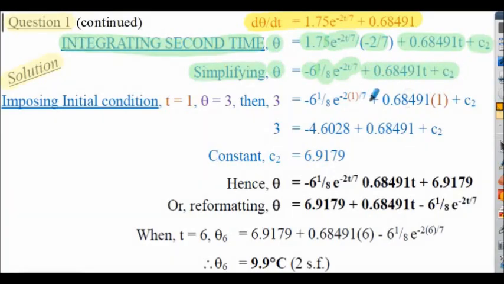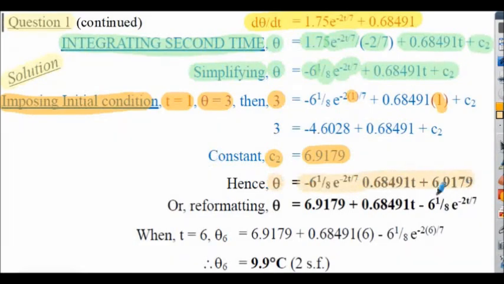hand side. And imposing the initial condition given, when t is equal to 1, theta is equal to 3. So 3 on the left hand side, put the value of 1 for t on the right hand side. We can evaluate c2 as 6.9179. So that now gives us our final solution. Theta is equal to this expression here, which has just been slightly rearranged on the following line to have a positive term in the front of the expression.